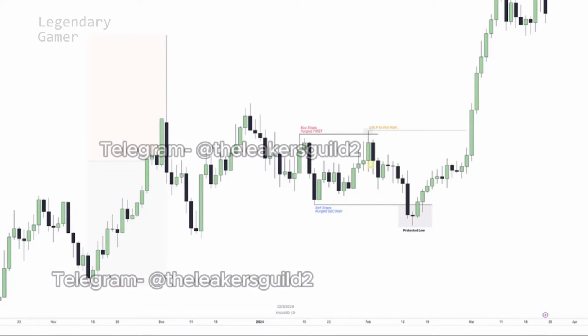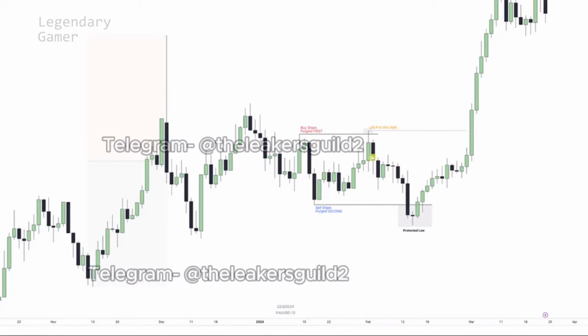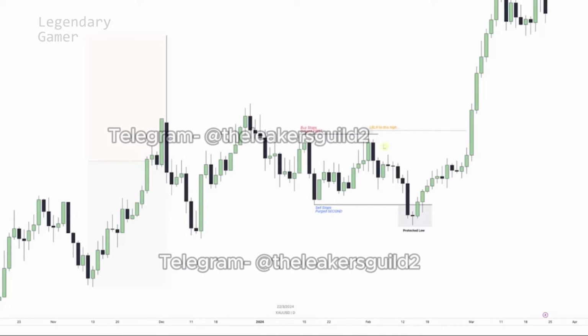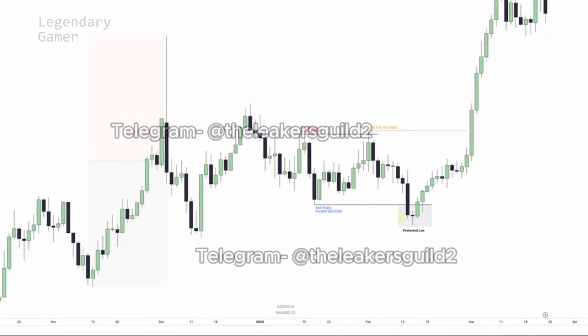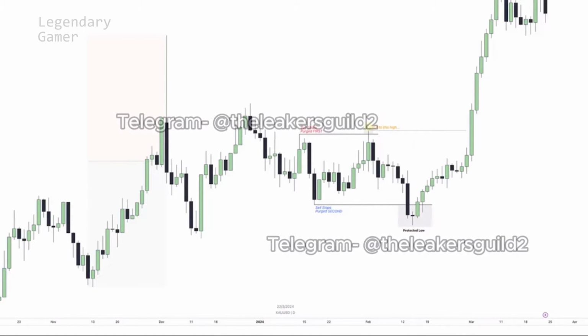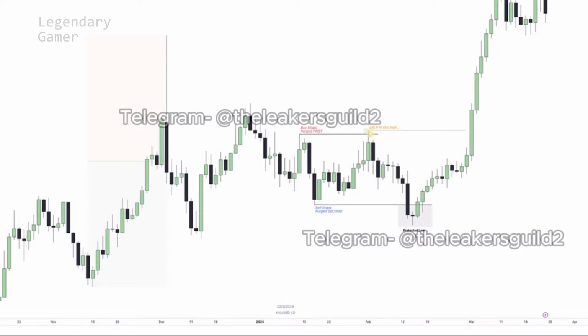What is key? We're gonna be waiting for the double purge, right, and then we know the LRLR will happen into this high. Buy stops first, then sell stops, then we have a protected low formed, and then we want to have the real move, which is a bullish move into this high.